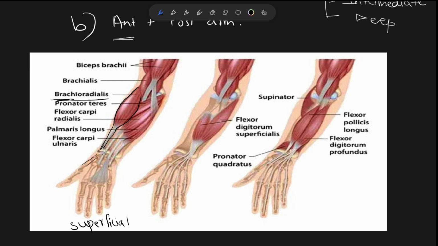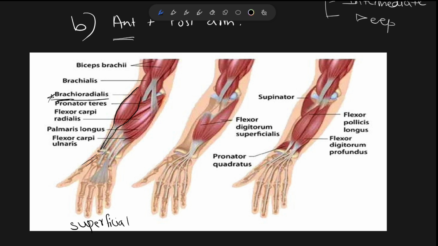But there is one thing, that this muscle is not from the anterior compartment. This is a posterior compartment muscle, because it is innervated by the radial nerve. Anything which is innervated by the radial nerve is of the posterior compartment. So this muscle is not from the anterior compartment, but it is located laterally and a little bit anterior. If we touch our forearm, the most lateral muscle which we can feel from above is the brachioradialis muscle.